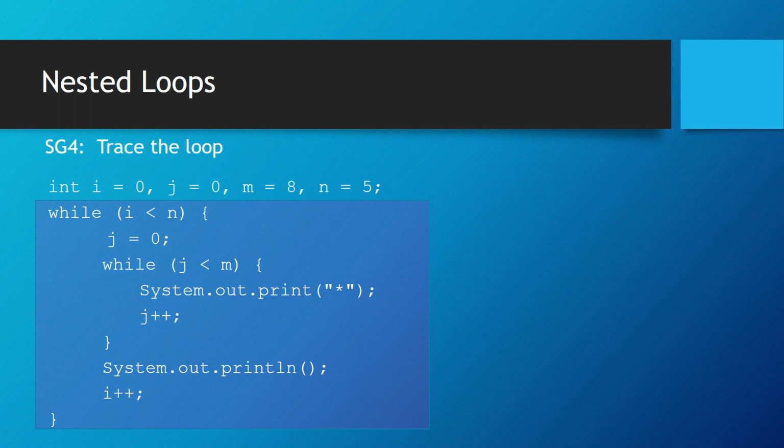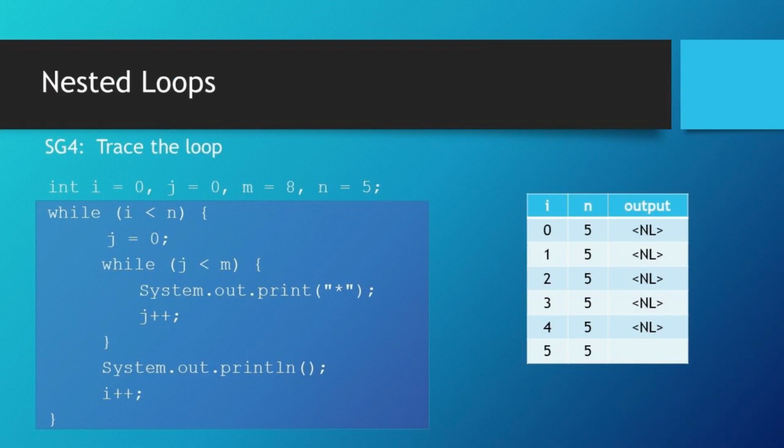Now we look at only the outer loop and trace the loop. NL is the symbol for a new line. i is going to increment by 1 each time. i is going to increment from 0 up to 5, while n will remain 5. When i becomes 5, the loop condition is false, and the loop terminates.